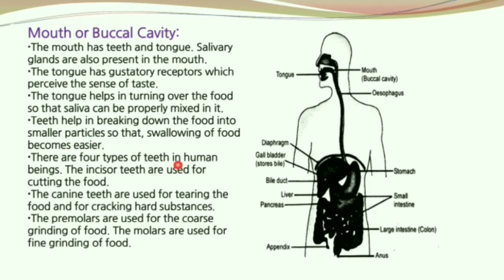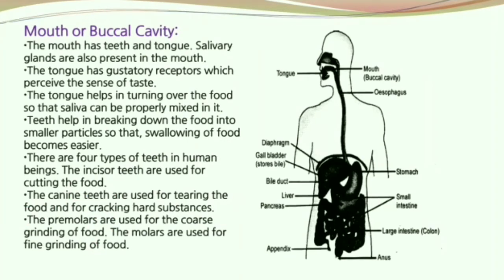There are 4 types of teeth in the human body. The incisor teeth are used for cutting the food, the canine teeth are used for tearing the food or for cracking hard substances, the premolars are used for coarse grinding of food, and the molars are used for fine grinding of food.